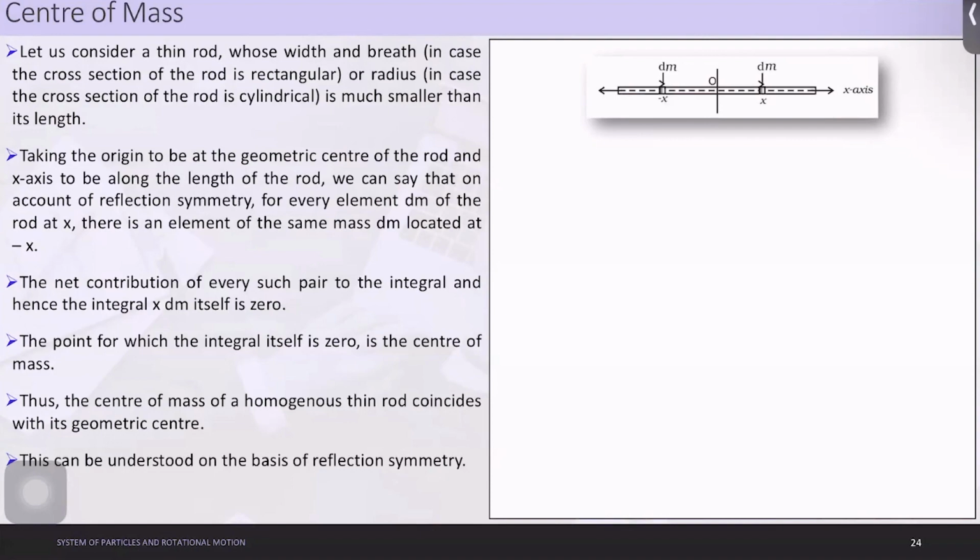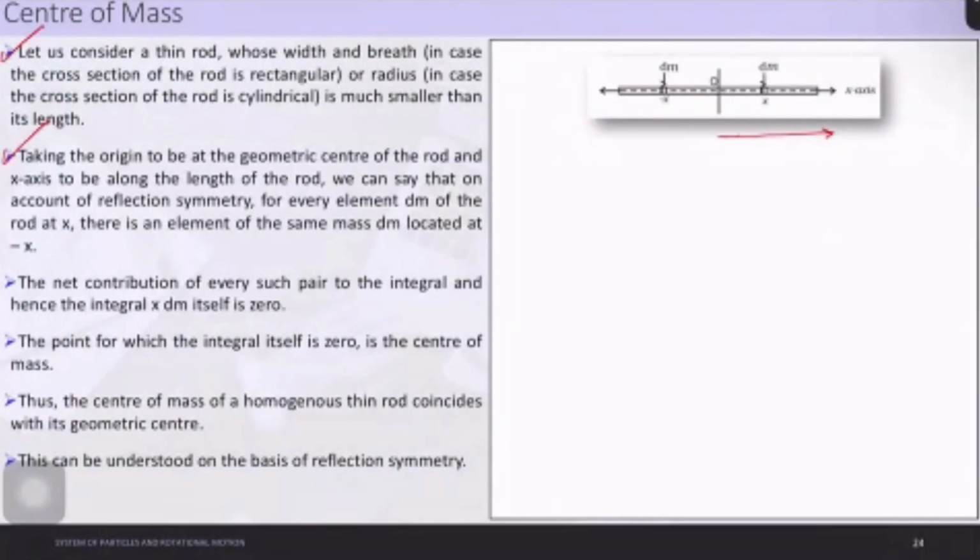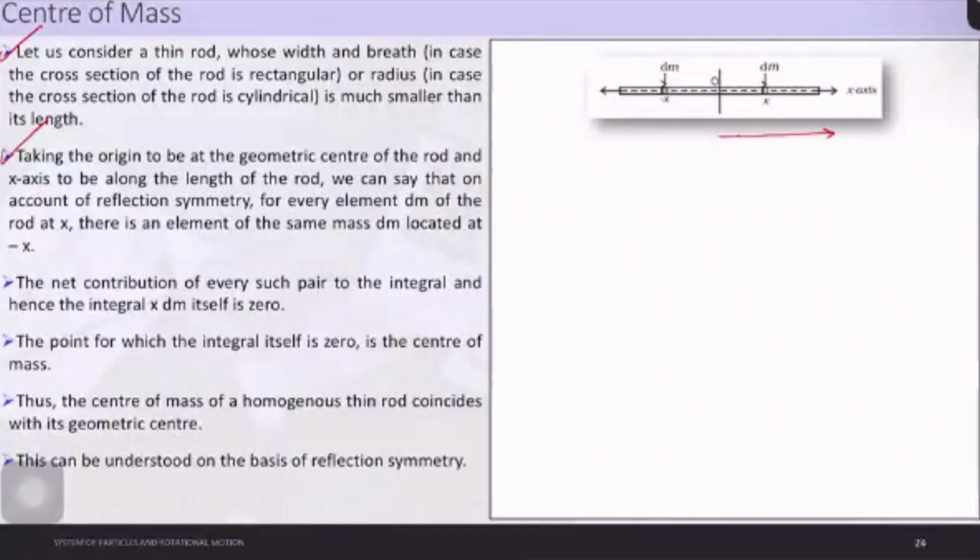We can say that on account of reflection symmetry. So taking the origin at the geometric center of the rod and the x-axis along the length of the rod, we can say that on account of reflection symmetry, as in if we put a mirror in this location and find a symmetry of this, we will find the same dimension here. That is the basic meaning of reflection symmetry here.